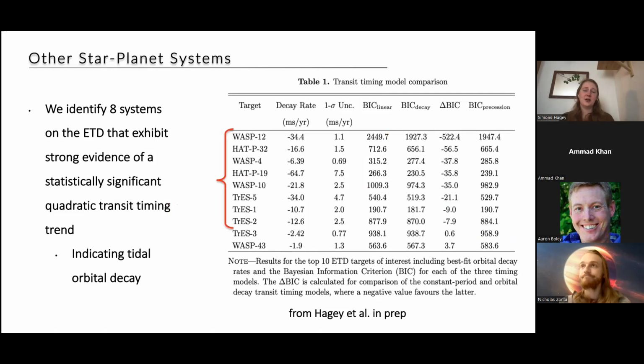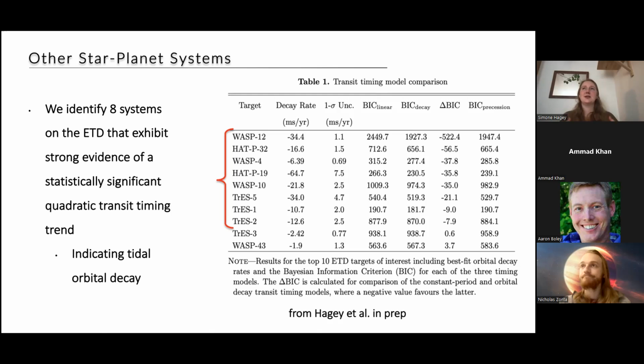We had a certain criteria for how many data points the system had to have to be included in our analysis. So it's very possible that there are actual decaying systems on the database that didn't have enough observations to meet our criteria. But out of the ones that we looked at, 30 planets, we have identified 8 systems on the database that show strong evidence of a statistically significant quadratic transit timing trend, which we interpret as orbital decay. So there's 7 new targets because WASP-12 is part of the 8.